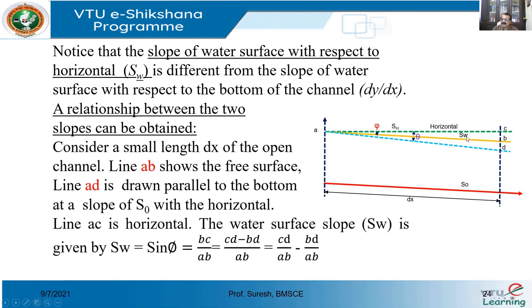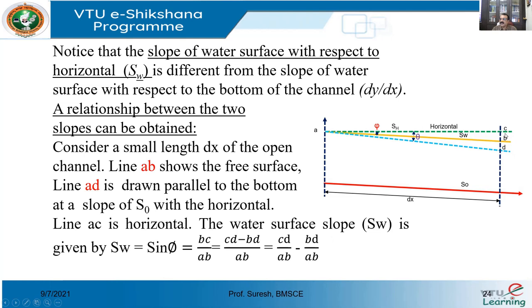The angle made by the water surface with respect to horizontal, I represented as phi, and the angle made by the bed slope with respect to horizontal, I represent as theta. With this, let us proceed. Let us start with the water surface slope with respect to horizontal. This Sw is given by, please refer to this triangle BAC. From the triangle BAC, sine phi is equal to BC divided by AB. That's what I wrote here.